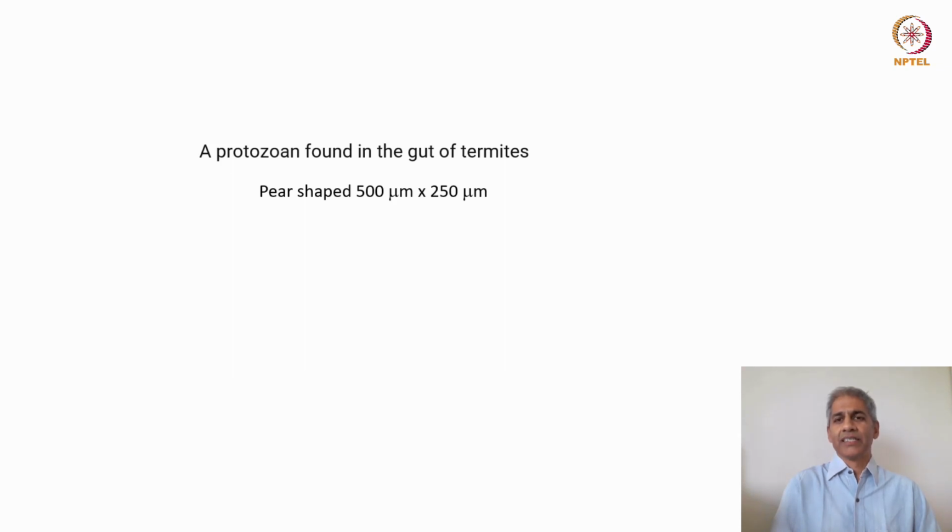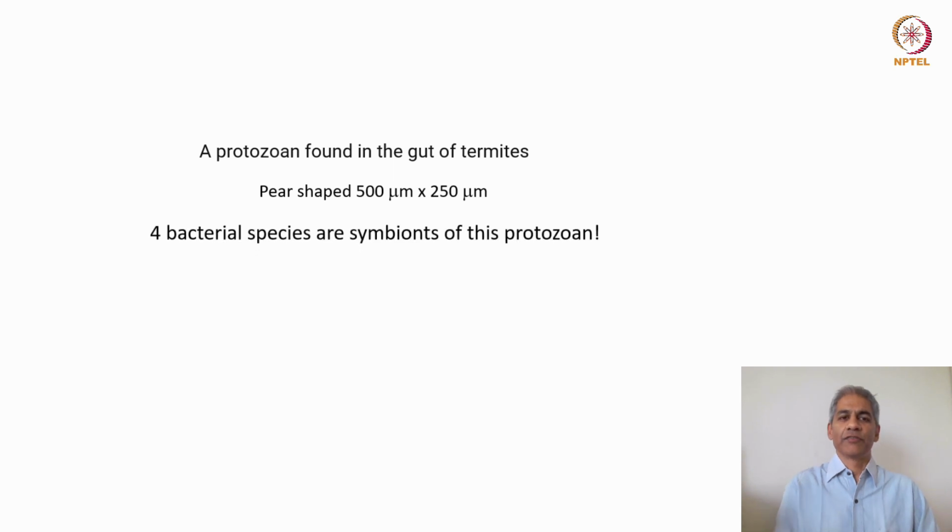But if we go down a little bit further, we find that M. paradoxa has its own symbionts, and it forms a symbiosis with not one, not two, not three, but four different creatures. Yes, M. paradoxa has four bacterial species that are symbionts of it. And if that is not amazing, I don't know what is.